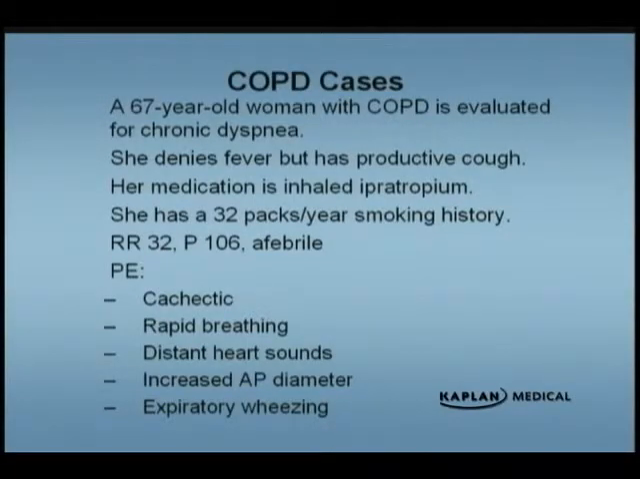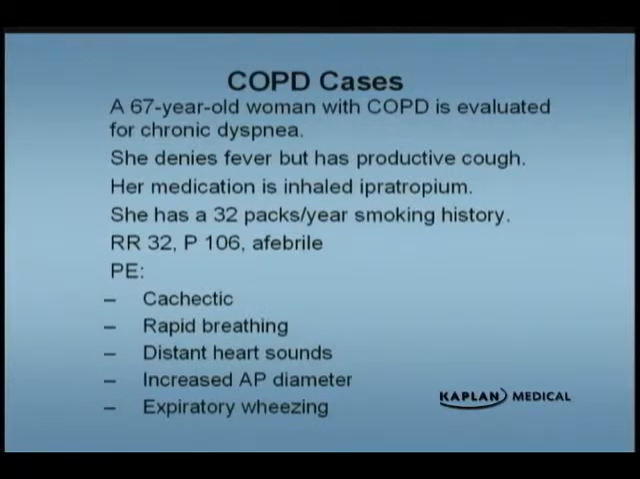So here are a couple cases. A 67-year-old woman, this was the case before, with COPD, is evaluated for chronic dyspnea. She denies fever, but has productive cough. Her medication is inhaled ipratropium. She has a 32-pack-year smoking history. Her respiratory rate is 32. Her pulse is 106. She's febrile. She's cachectic. She has rapid breathing, distant heart sounds, increased AP diameter, and expiratory wheezing.